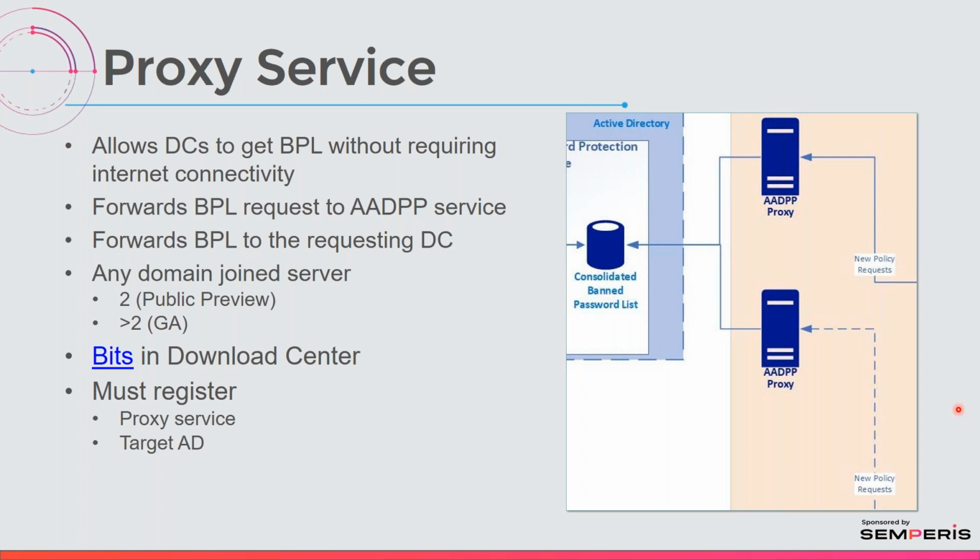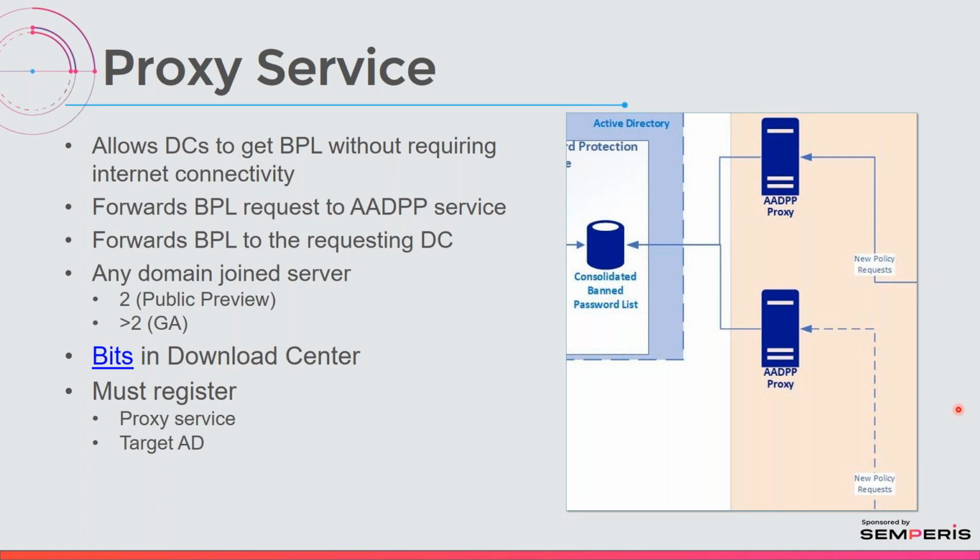If you think about it, this is an important service, but it is not a time-critical service. The banned password list doesn't change that dramatically over any small period of time, hours, days. And if the proxy is not available for whatever reason, once it's up and running, the domain controllers already have a banned password list that will remain highly accurate for a long period of time. It's available in the download center. There's a link there, but all you have to do is look for Azure Active Directory Password Protection download, and that'll get you to it.